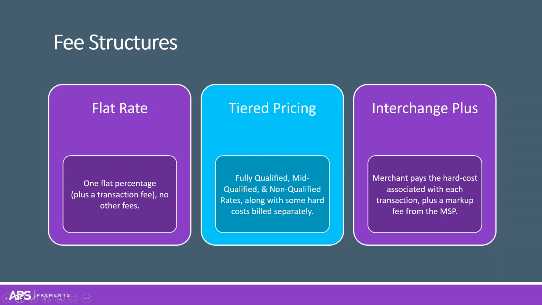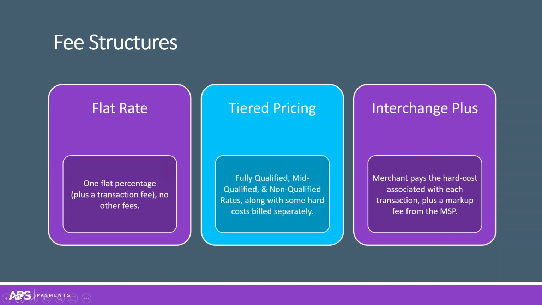The second fee structure, tiered pricing. This is the most confusing. The processor essentially creates 3 brackets: fully qualified, mid-qualified, and non-qualified. Now, when we review these statements, we find that the majority of the transactions are non-qualified, meaning you get the highest rate. When we ask the merchant to explain to us the criteria behind the brackets, they don't know what the criteria is. We ask them to check with the processor, and the processor doesn't explain it to them.